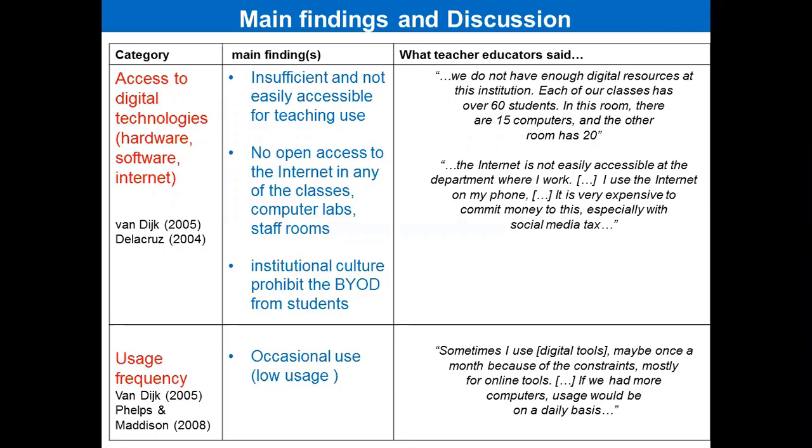And briefly, I will take you through the findings. As you see on the left-hand side, the categories are based on some of the concepts from Van Dijk's model. I will not have much time to go into the model in detail, but later in the discussion we can discuss more about this model as well. But one of the things he talks about is access to digital technologies, or access to materials, which he calls physical access.